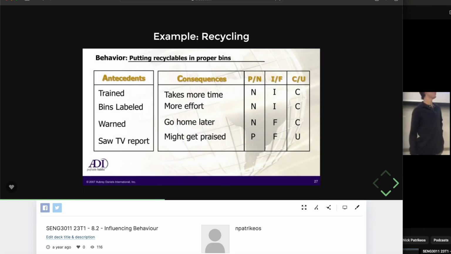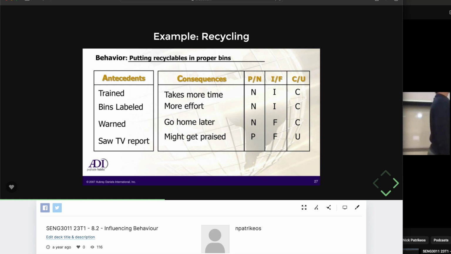Here's an example, recycling, everyone's favorite. I actually quite enjoy recycling. Maybe not recycling specifically, I like taking the bins out. It's intrinsically rewarding. Anyway, this is from the company of the guy that wrote this book. So antecedents are trained, I assume, means you've been told which bin to put the stuff in. This is like separating recycling into different bins, like you have your paper one, your plastics one, and so on. But then the bin's labeled.